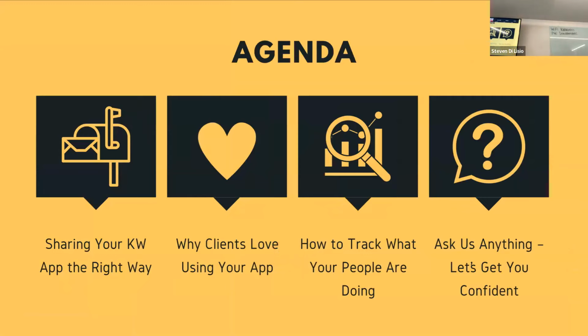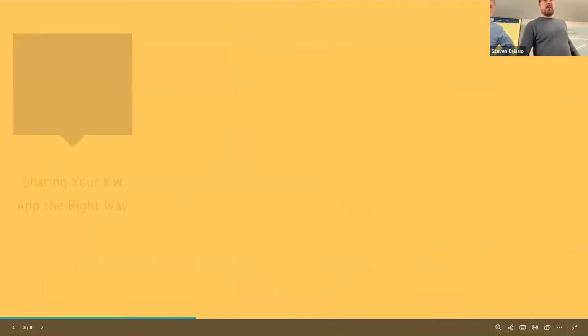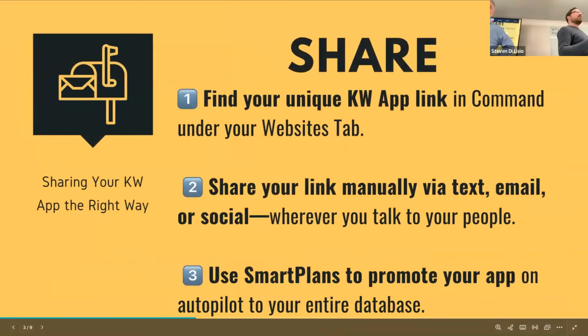Like I mentioned, the first thing you need to know how to do is get to your app link that is unique to you. There are three ways that you're going to do this. Number one is you can find it within Command in the websites tab, and I'm going to show you how to get there. I will say that is probably the least often used opportunity for me. I normally use my mobile phone applications to share that app, and I'm going to show you that as well. Those are the other two ways that we can share this.